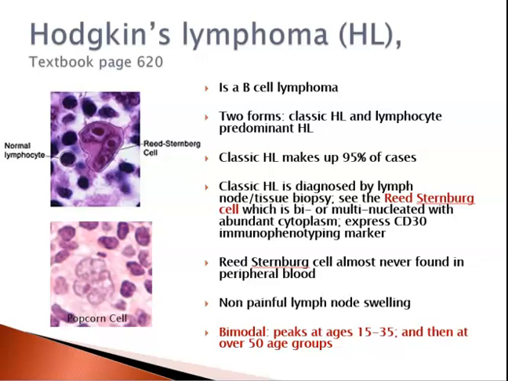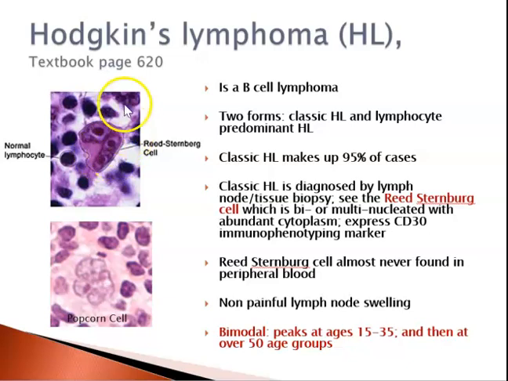So with the classic Hodgkin's lymphoma, it's usually diagnosed by lymph node or tissue biopsies, and we look for what we call a Reed-Sternberg cell, which is a bilobed or multilobed nucleated cell with an abundant cytoplasm, and it has the cluster designation of CD30 as the immunophenotyping marker.